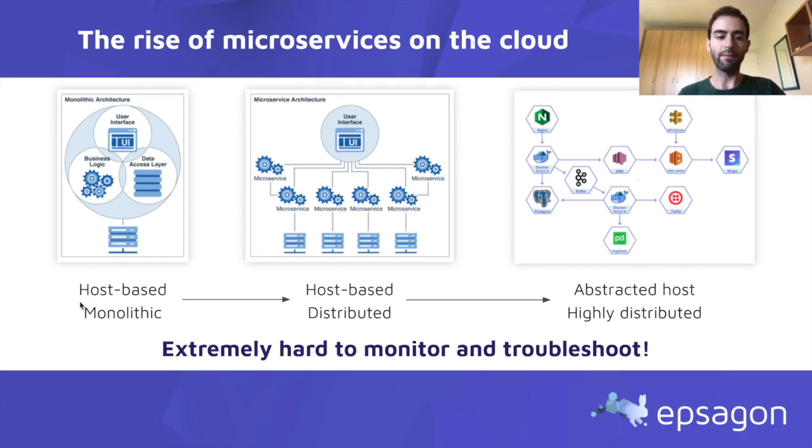So if we used to have host-based monolithic applications, now we find ourselves with abstracted hosts, managed resources, third-party APIs, and a highly distributed application. So it means that instead of one piece, we have hundreds of pieces, including message queues, databases, storages, web servers, third-party APIs, function as a service, container as a service.